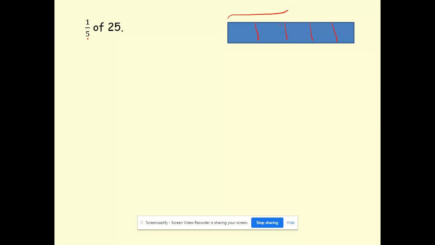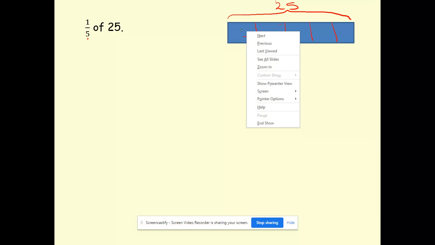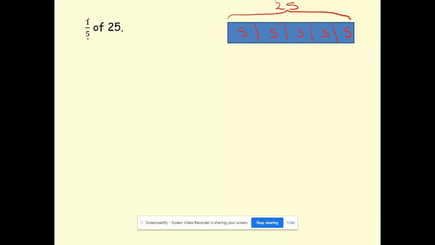Now the whole thing is worth 25. So how much is each of these parts? They're equal. How much is each of these parts going to be worth? Well, 25 shared equally between 5 parts means that each one is worth 5. 5, 10, 15, 20, 25. Now I'm asked for one of those. So 1 out of the 5, how much is it worth? It's worth 5. So my answer is 5.